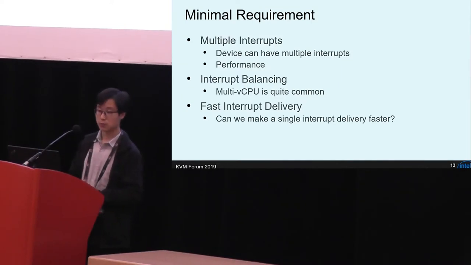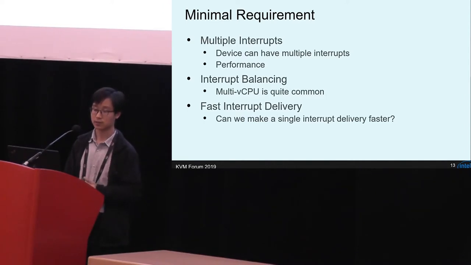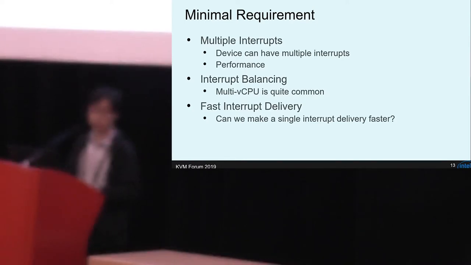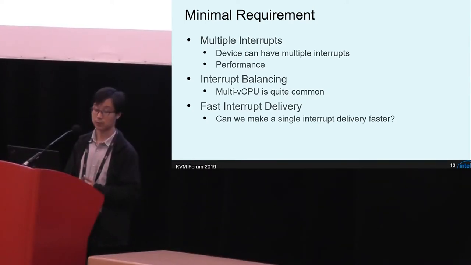Let's say what's the minimum requirement for us to deliver an interrupt from the device to the guest kernel. So first, we want the device to support multi-interrupt for performance. The second requirement is we want interrupt balancing support so that we can make full use of the multi-core capability in the guest kernel. And third, we wish that the interrupt delivery can be very fast.